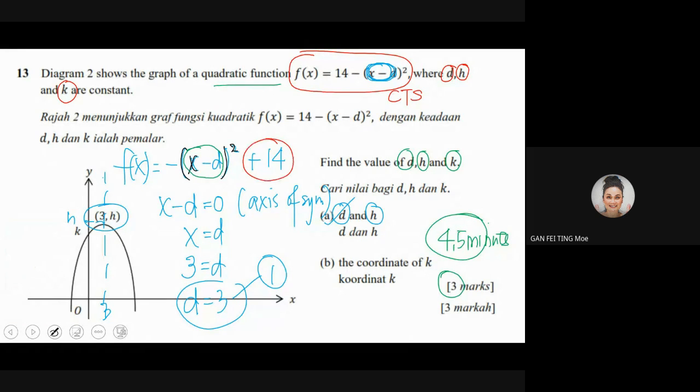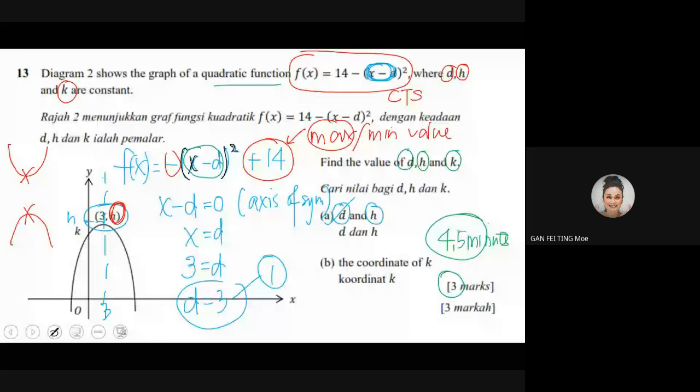The value in the CTS itself, behind the bracket square, the last part, will be either your maximum or your minimum value. Why maximum or minimum? It depends on the a. If a is negative, then it is a maximum value. If a is positive, then it is a minimum value. When a is positive, you get a U shape, so it's minimum. When a is negative, you get the N shape, then it is maximum. So what is the value? By referring to the graph, h is the maximum value, and from the CTS given, 14. Therefore, you get h equals 14. You get 1 mark for this.